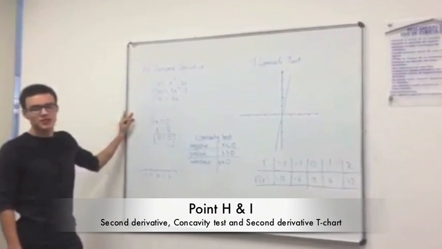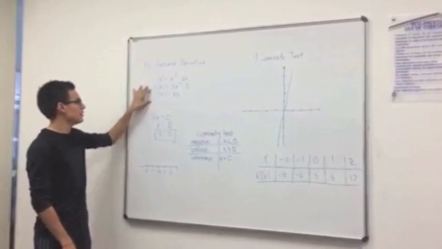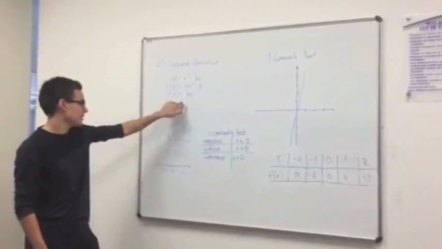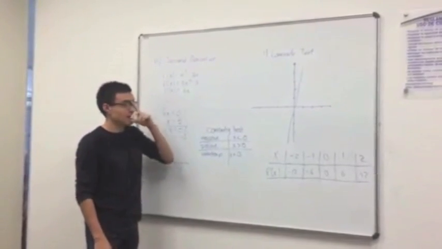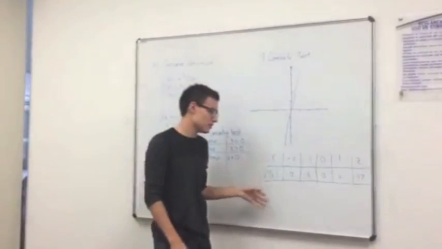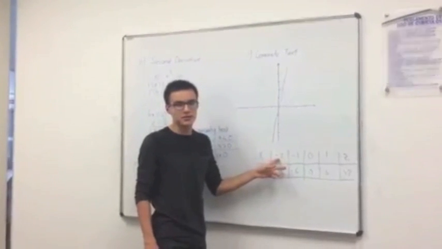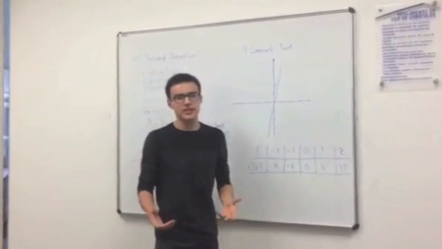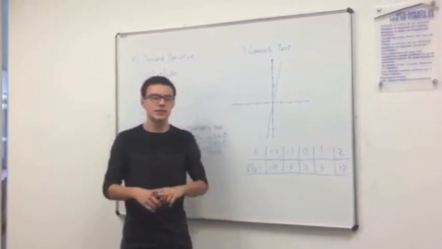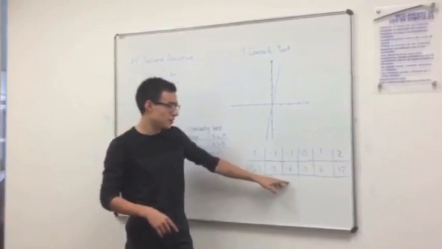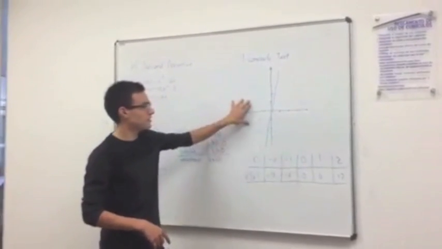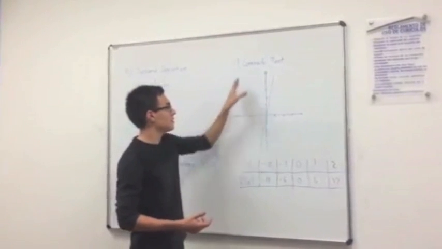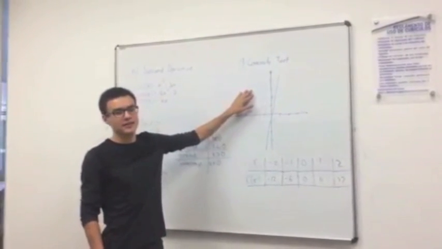Then we obtain the second derivative, and we use the first one to obtain the second one, which is 6x. Then we use a t-chart with the same x values to see how the line will look. We know it is a simple line because it only has one x, and here are the points. So then we graph it. Here it will look something like this, and then we make a concavity test.